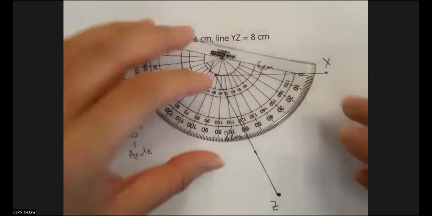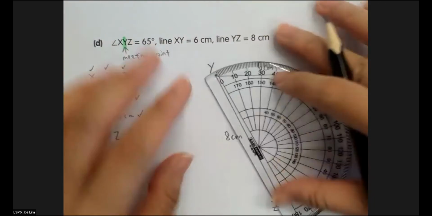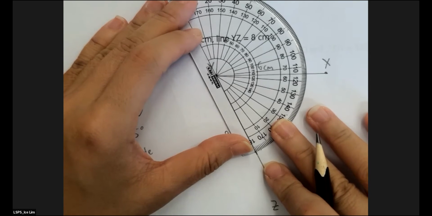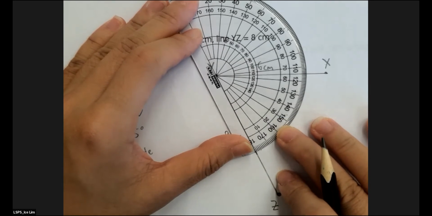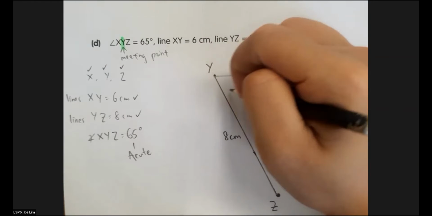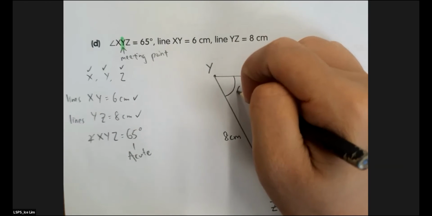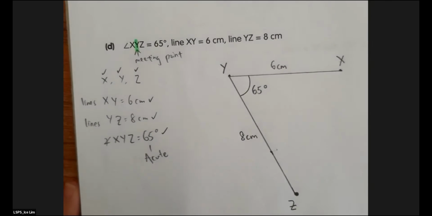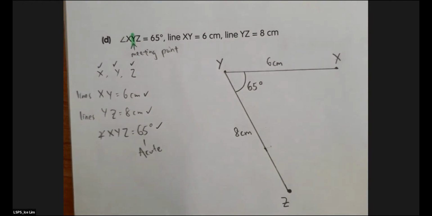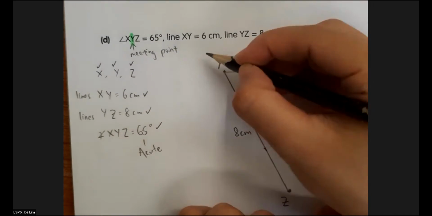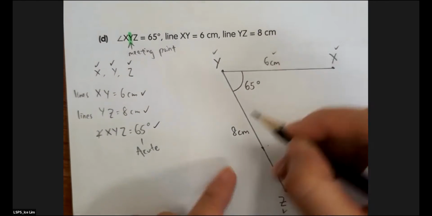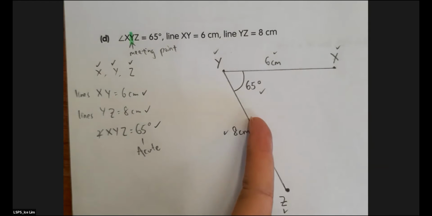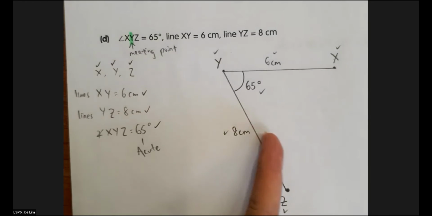Check the angle again. I can use the other side to check also. Okay, 65. 65 degrees is okay. Now label. Do the labeling, done. Complete. Okay, check. Do you have X, Y, Z, 6 centimeter, 8 centimeter, 65 degrees label? Did you?